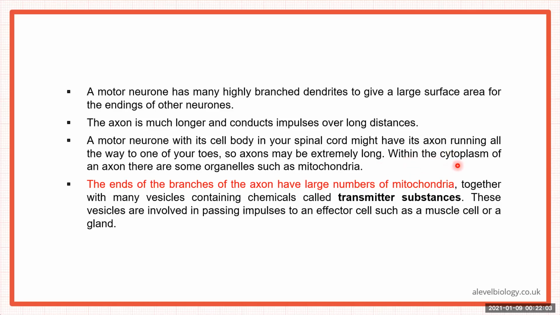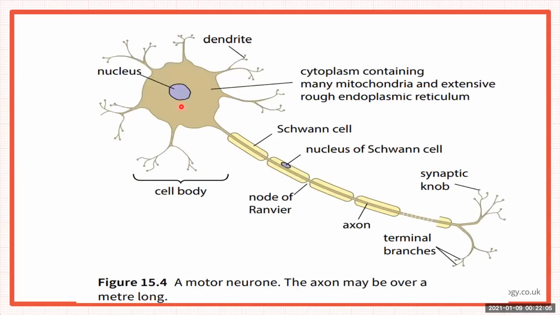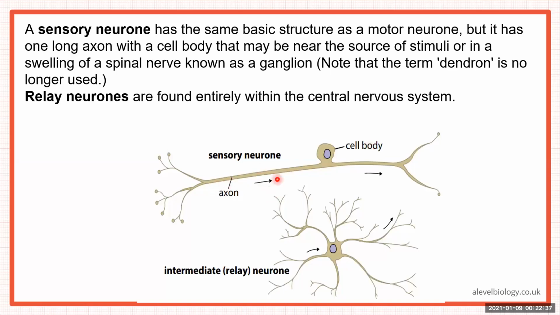And within the cytoplasm, as we just saw in the picture here, you'll find a lot of mitochondria, because they produce ATP, right? And for these action potentials to happen, we need this ATP. So just have a look at the axon of a motor neuron, see how long it is, and compare it with the axon of the sensory neuron, right?